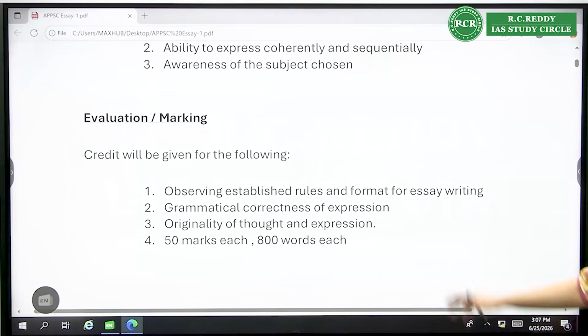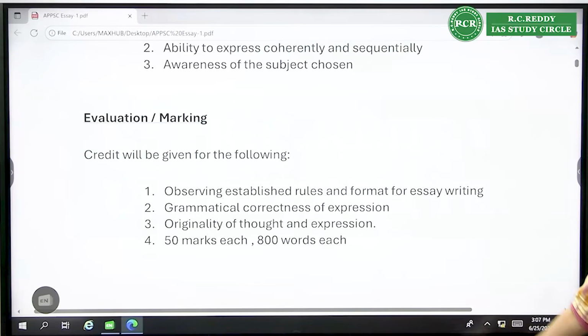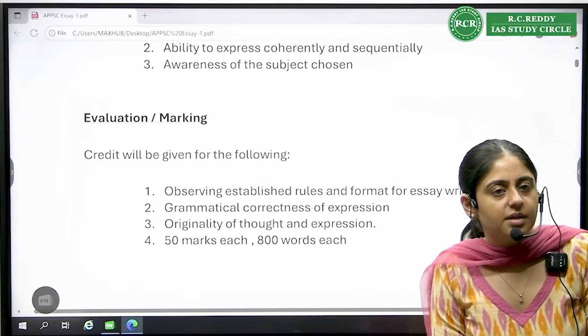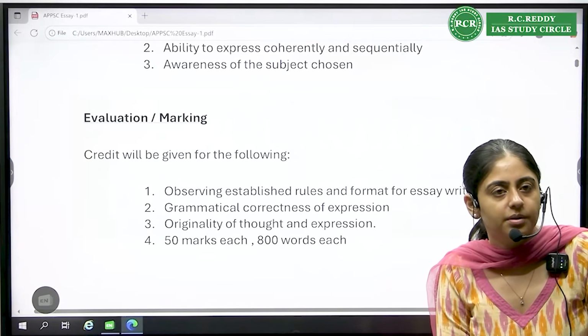Right? And then lastly, they have talked about 50 marks each, and 800 words each. Word limit following is very, very important. Once we are into the classes, you can write essays apart from the class. You can write essays on your own and get them checked while the classes are going on.